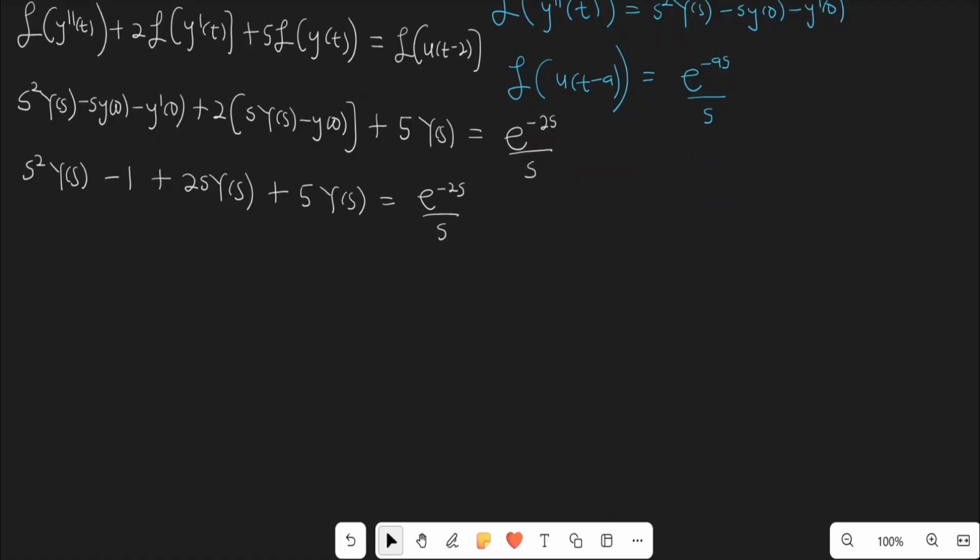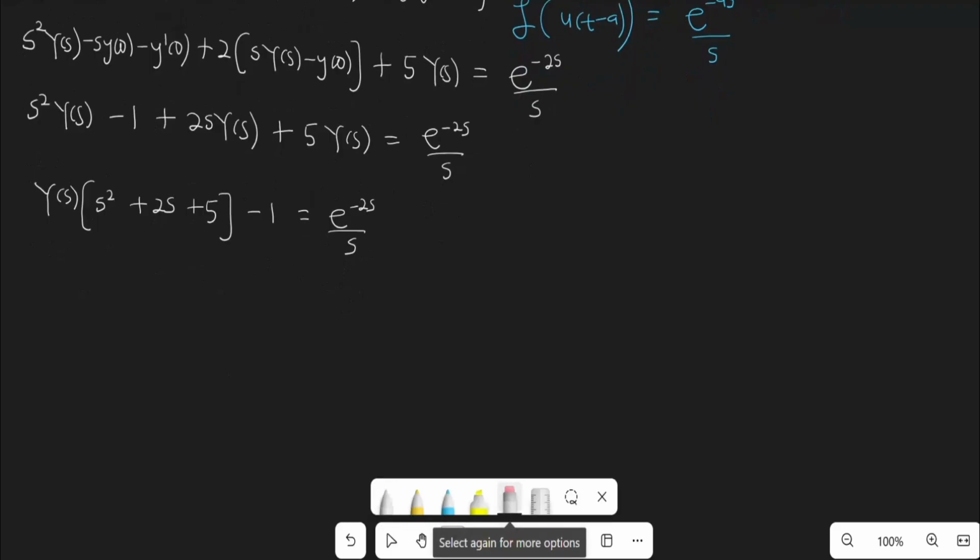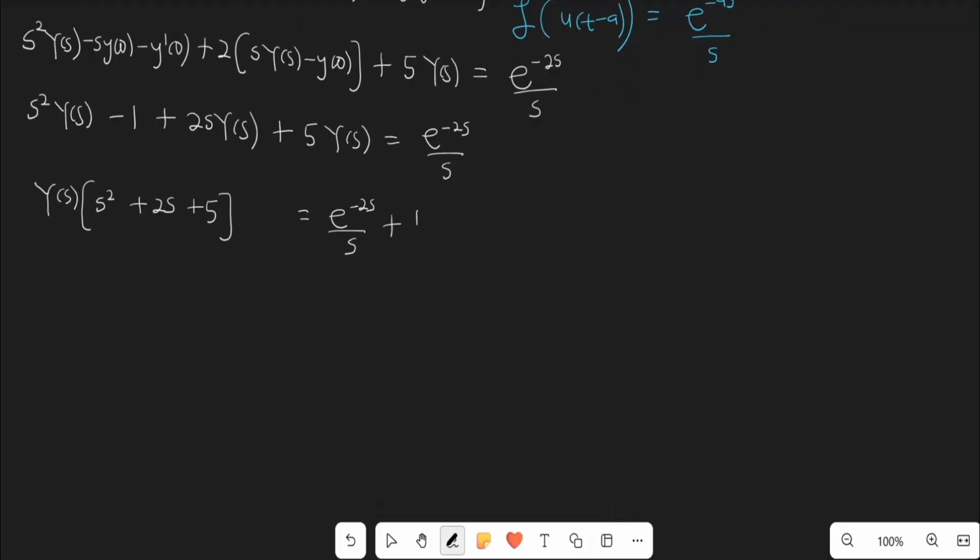Cool. So now let's gather like terms. I'm going to factorize Y of s out. When I do that, I'm going to be left with s squared plus 2s plus 5, like this. And now this one is going to be minus 1, which is equal to e to the negative 2s all over s. So now let me take the 1 to the right hand side. So now this one is going to be positive 1 now. Let's do everything in one line.